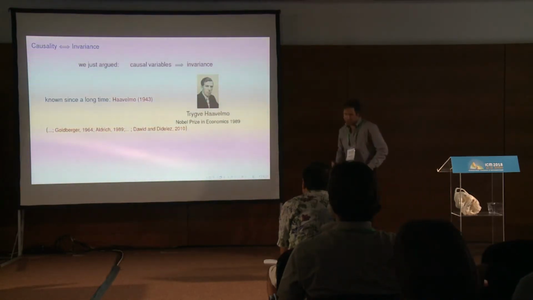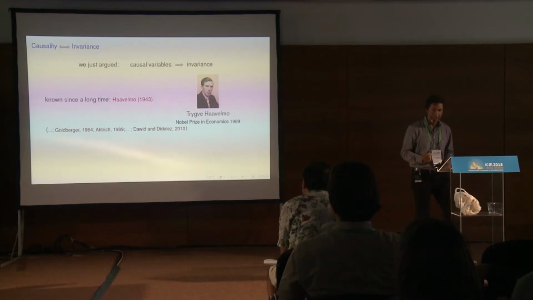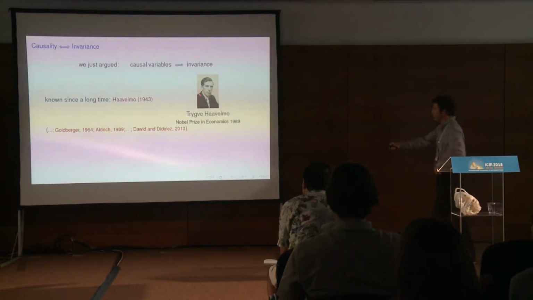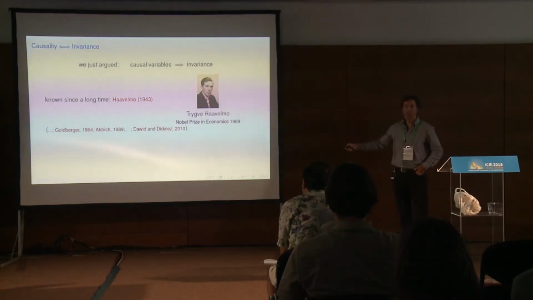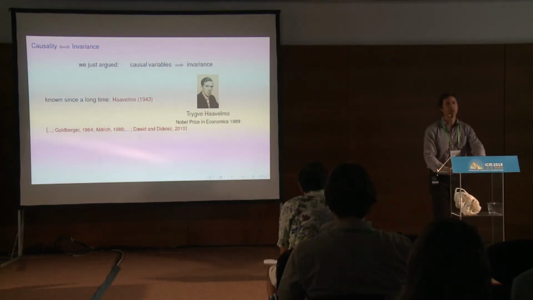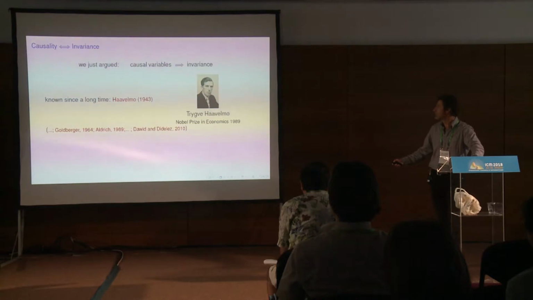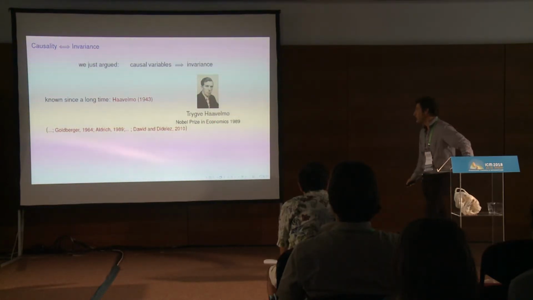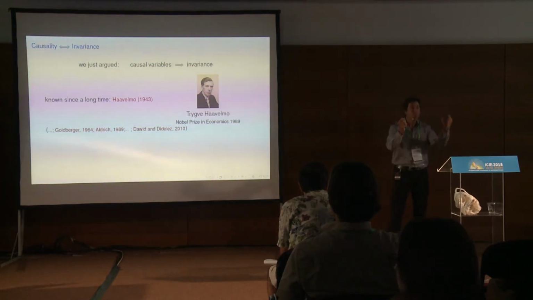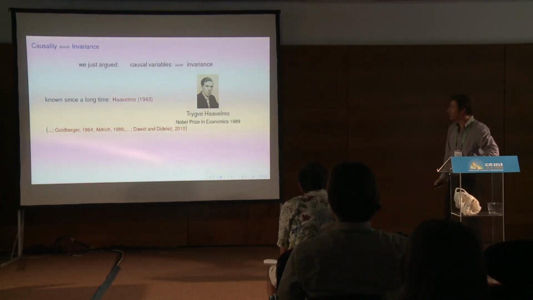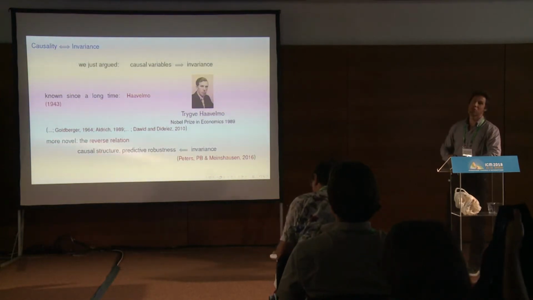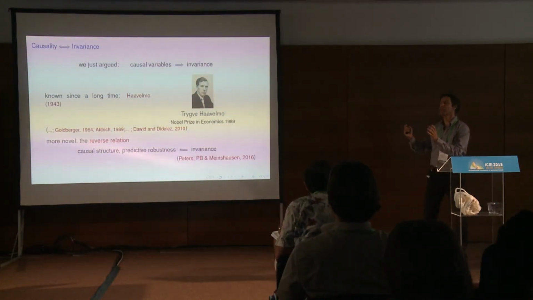I just argued a bit that causality has to do something with invariance. And actually, the causal variables lead to invariance. But this is nothing new. This is known since a long time. Haavelmo had it implicit in his work. So here's a picture of Trygve Haavelmo. He was a Norwegian economist, and he received a Nobel Prize, so he probably ate a lot of chocolate. So he knew that the causal variables lead to invariance. And what we want to do is the reverse relation. We want to exploit the reverse part.